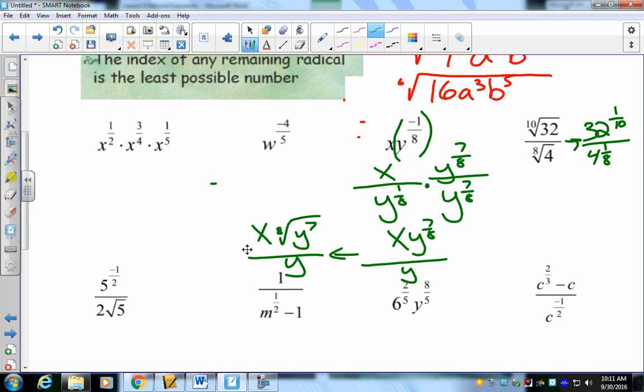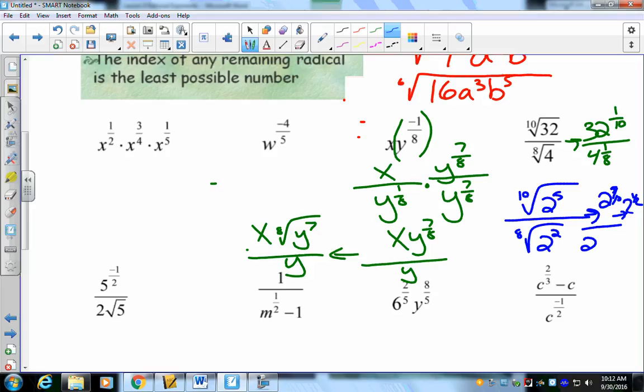Common base. I notice that both 32 and 4 are powers of 2. For example, 32 is the same thing as 2 to the 5th. 4 is the same thing as 2 squared. I'm just rewriting it using an exponent because now I have a common base of 2. So if I were to rewrite this with rational exponents, that's 2 to the 5/10 or 1/2. Down here, I have 2 to the 2/8 or 1/4. I'm just reducing my exponents to make it a little bit easier. So I've got 2 to the 1/2 over 2 to the 1/4.